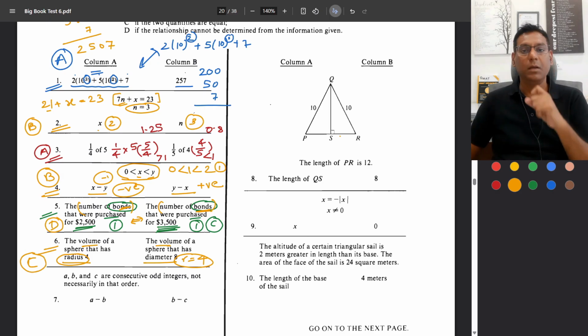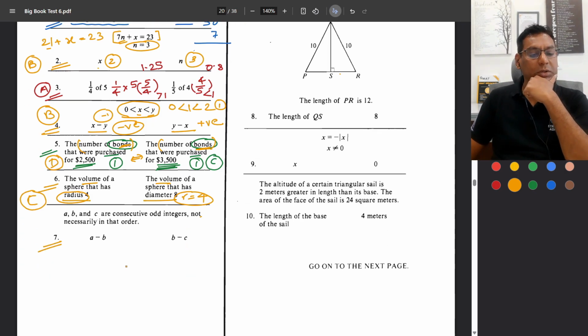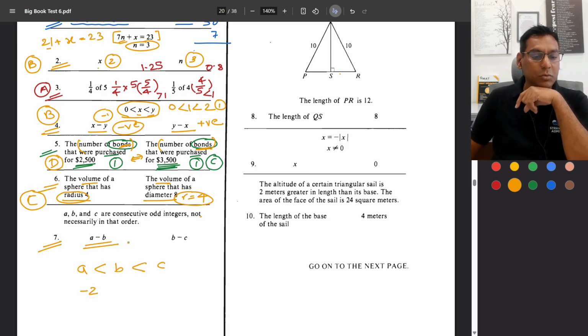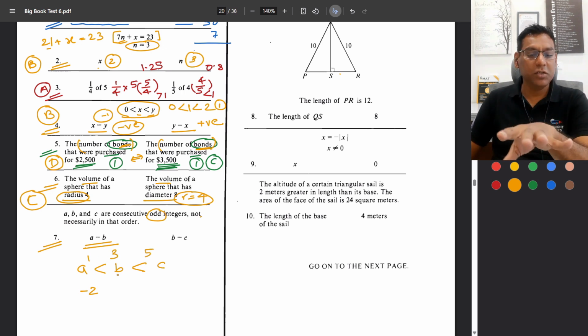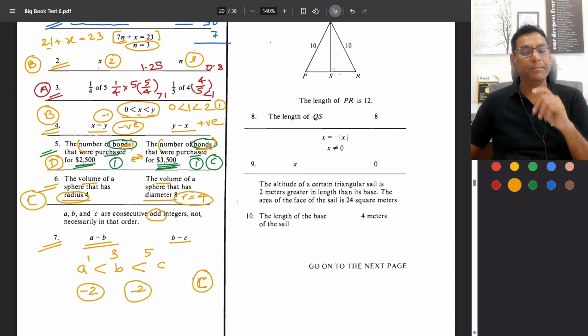Okay. Question 7, A, B, C are consecutive odd integers, not necessarily in that order. Okay, not in that order. How do I do this? Let's take an order and we'll just figure it out. Let's take this order, A, B, C. A minus B is going to be minus 2. These are consecutive odd integers, right? For example, 1, 3, 5. So the difference in each consecutive one is going to be 2. So here I get minus 2, and B minus C, I get minus 2. So one possible answer is C, that is, both of them are equal.